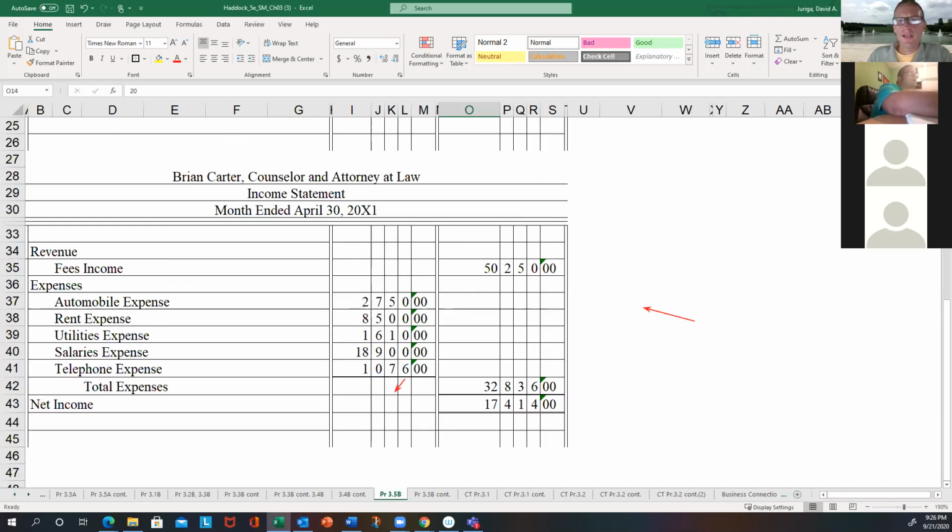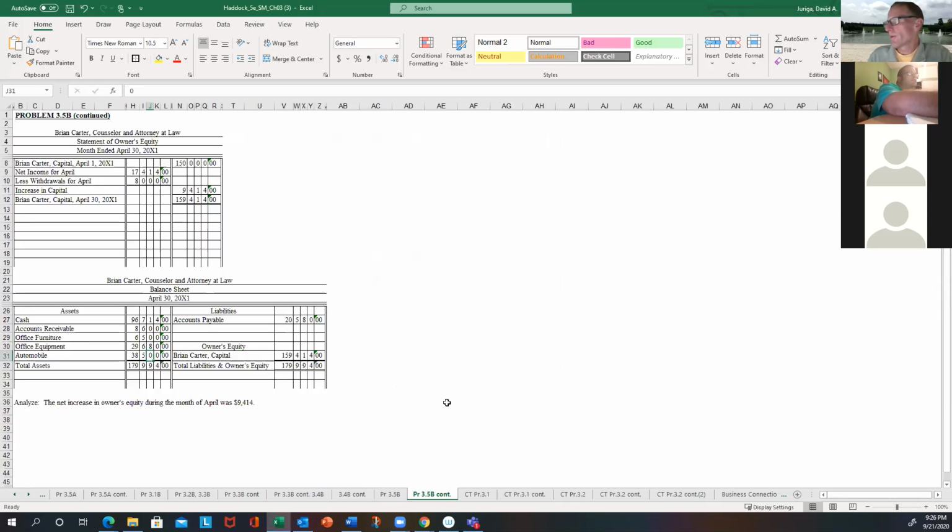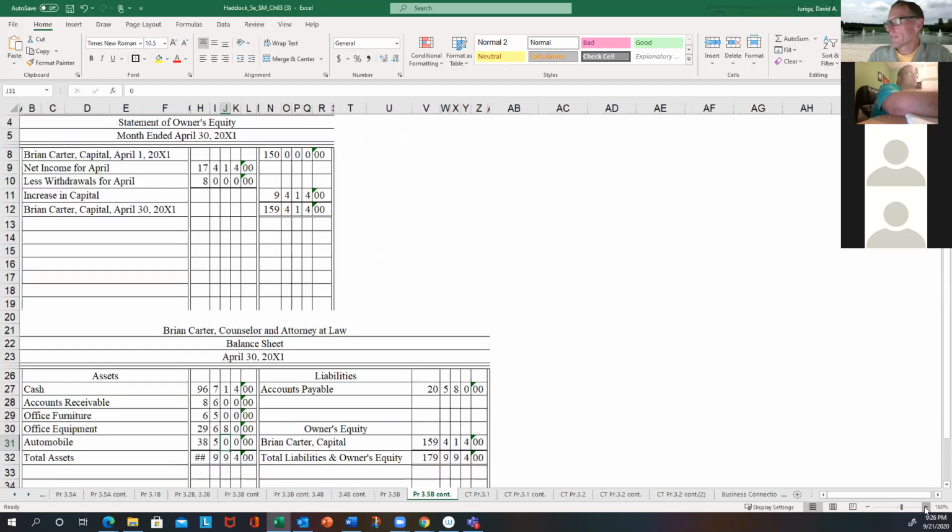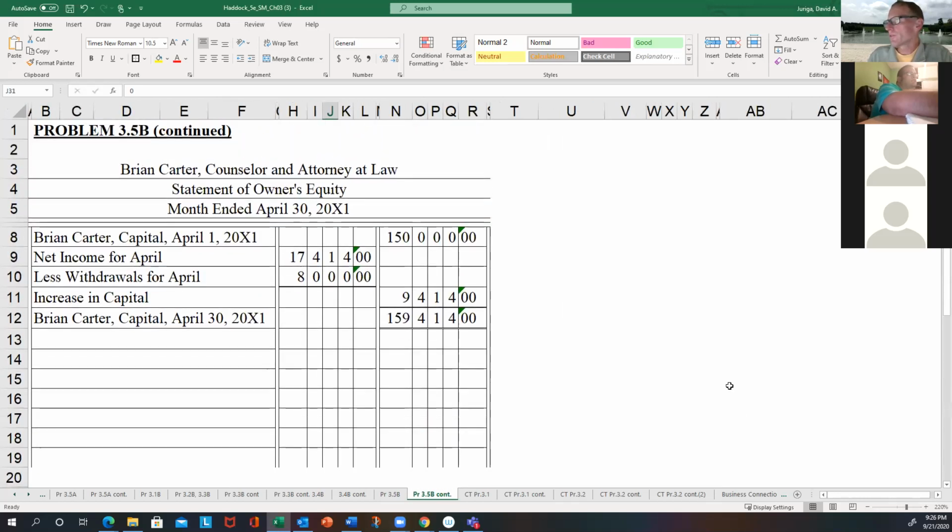Now, let me show you the next one, which is your equity statement. Again, let me increase this so you can see it better. On this one, you note the formula. It's beginning capital. Here's your net income. You add that from your income statement. Subtract out your withdrawals. And then that's the increase or the decrease to capital. And then that's going to be your ending capital.